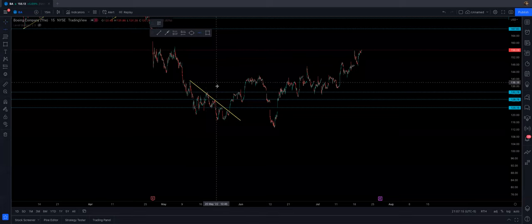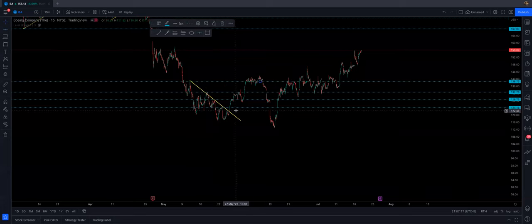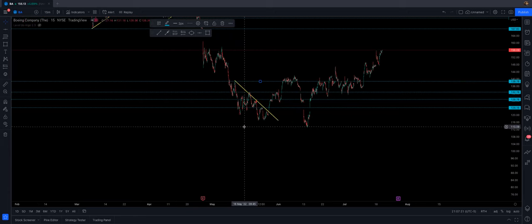Hold on. Let's draw the last one. Let's see if it hit. Look at that. Boom. First target. Second target. Third target. Come on, y'all. This is nothing but free money being given out, right?